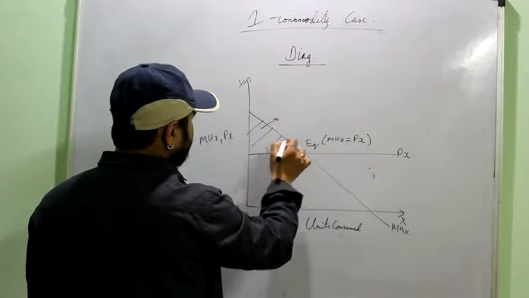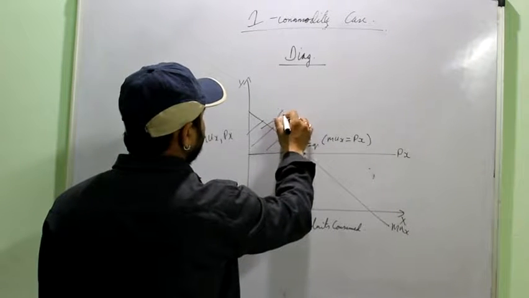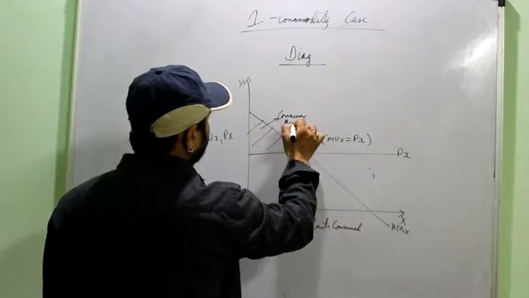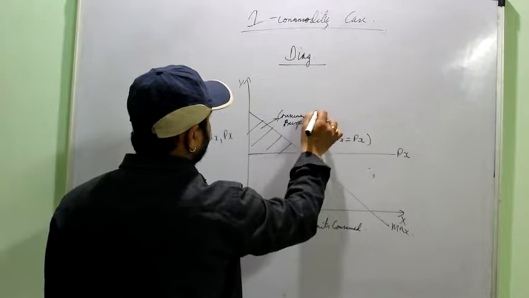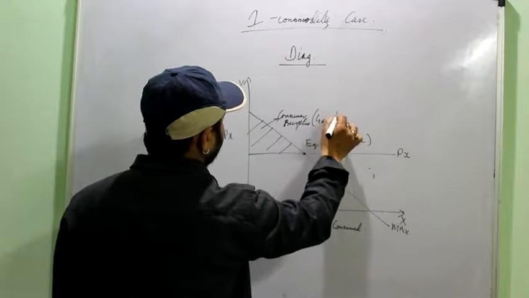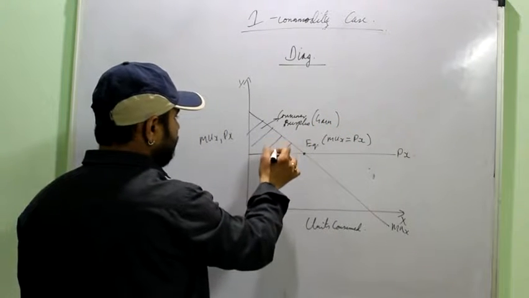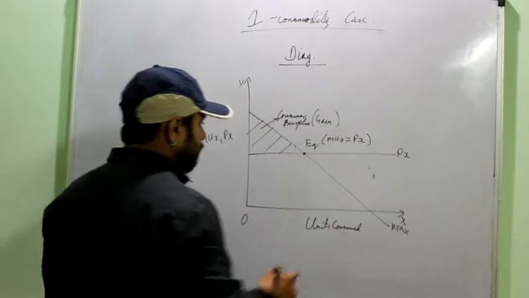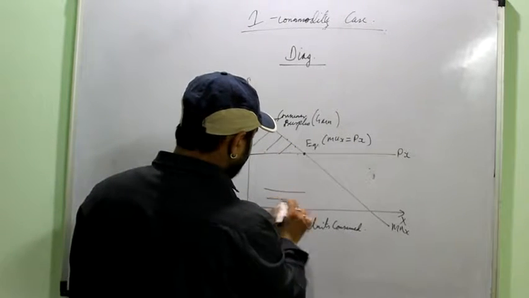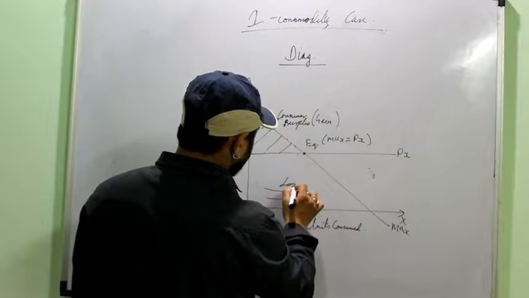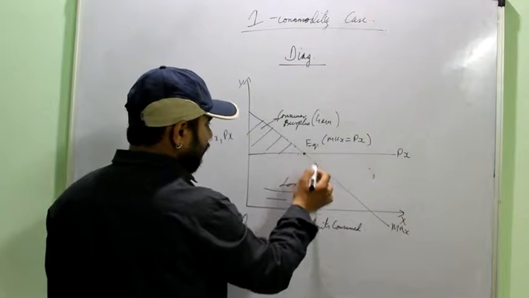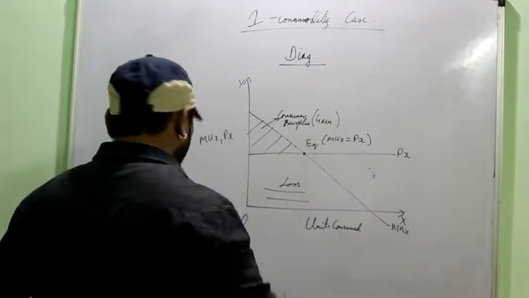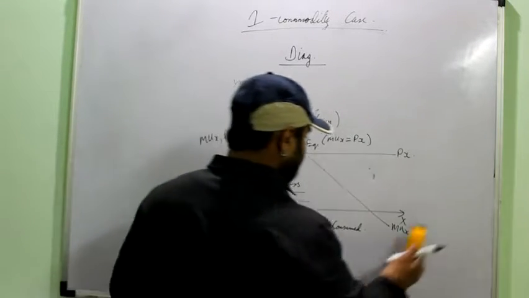All these, this particular area shows the consumer surplus, total of the consumer surplus or the consumer's gain, because for all the points lying on this particular line, MUX is greater than PX, while this particular area shows the loss of the consumer, because here for every point PX is more than MUX. So this is the consumer's one commodity case.